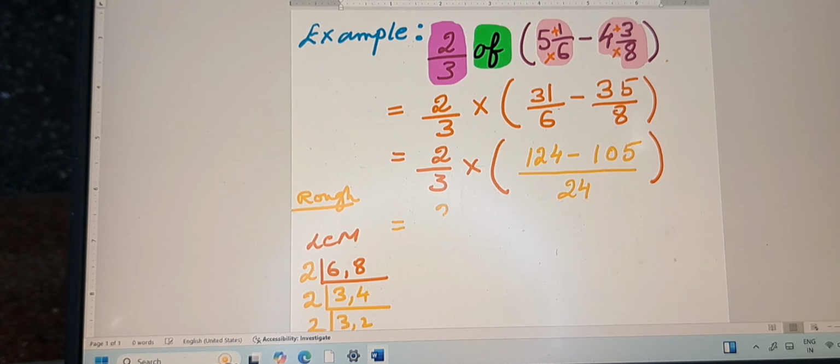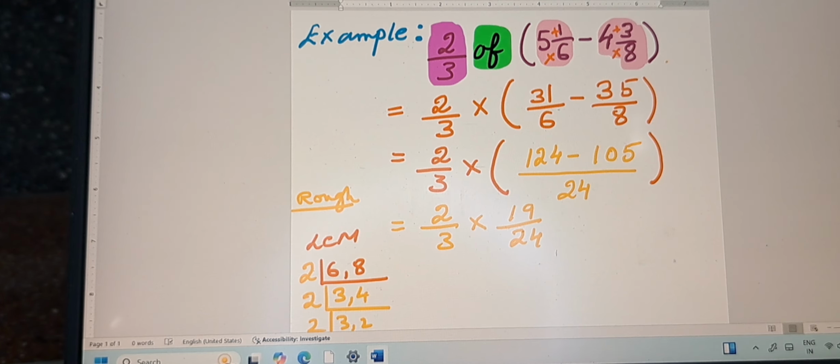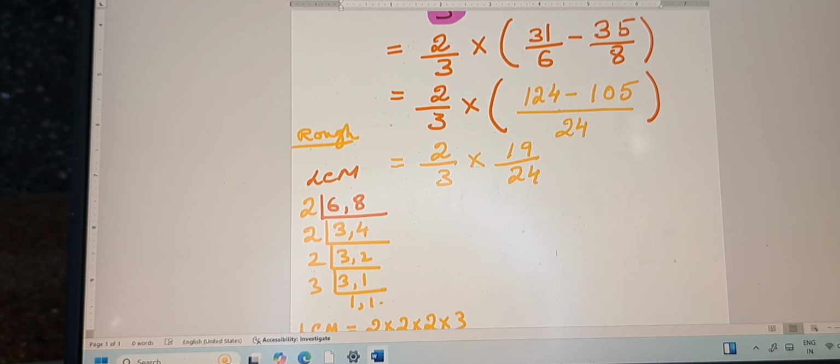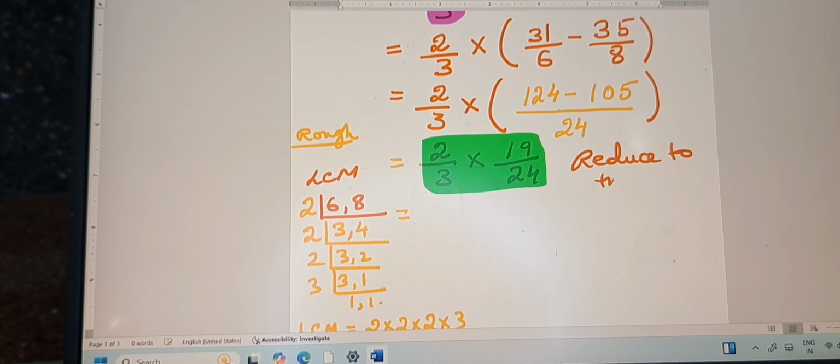Now let us move to the next step. 2 by 3 into 124 minus 105. What is the answer? The answer is 19 by 24. Now let us move to the next step. Here we need to check whether the number can be reduced or not. So what is the application over here? Reduce to the lowest term.